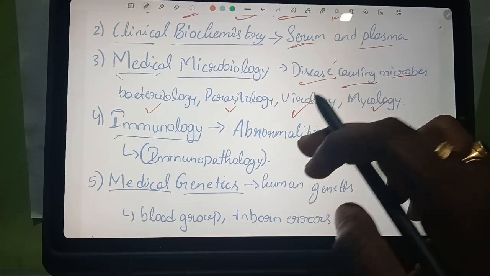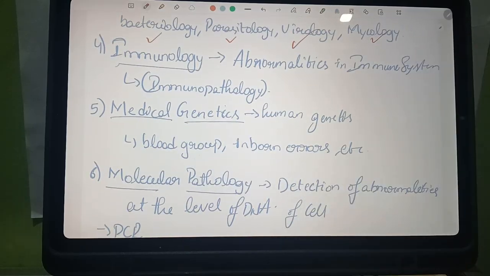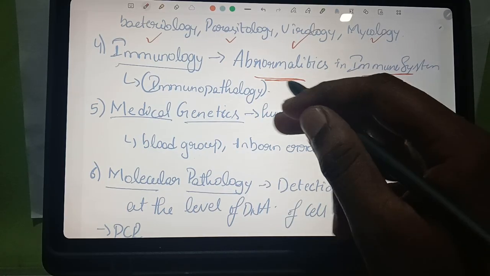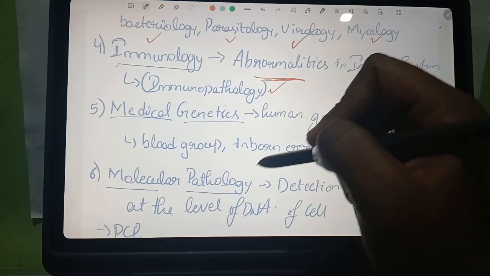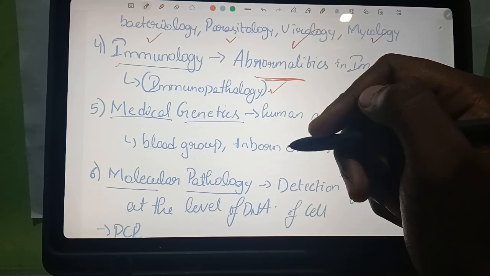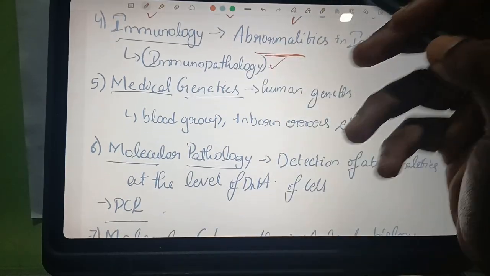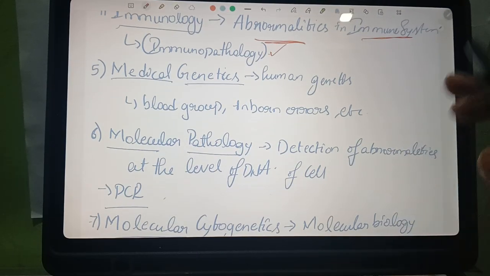Okay, and then next, immunology. In immunology, we will generally know about the abnormalities of the immune system. Immunology is also called as immunopathology. Immunoglobulins or any active immunity, like any immune deficiencies a certain patient is having, like that.